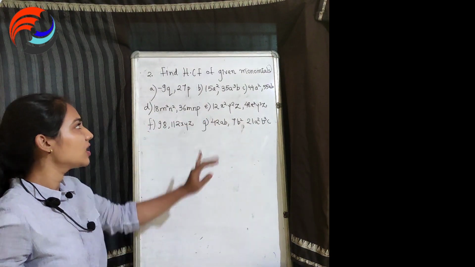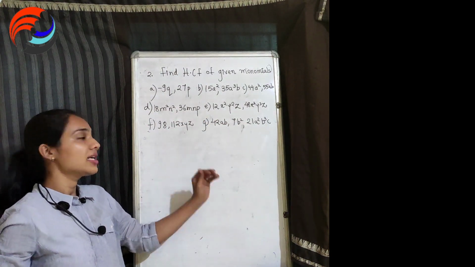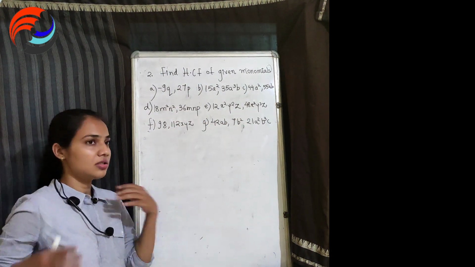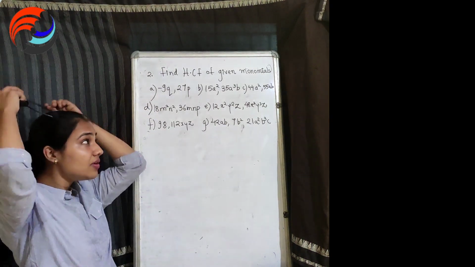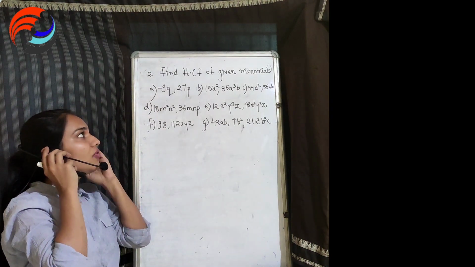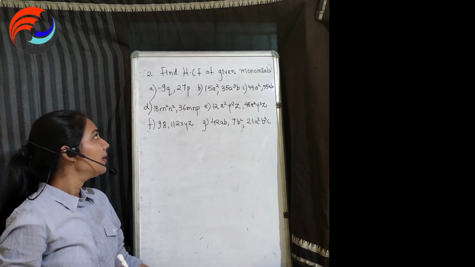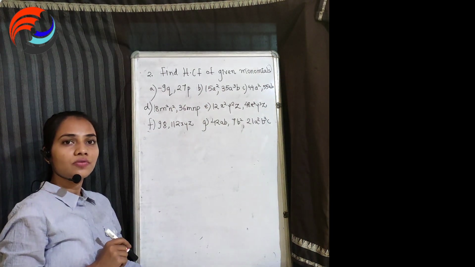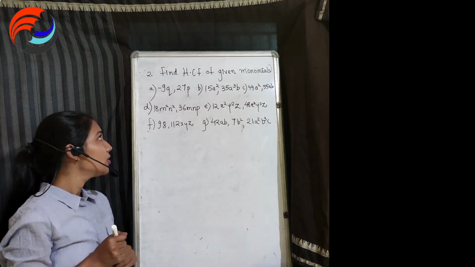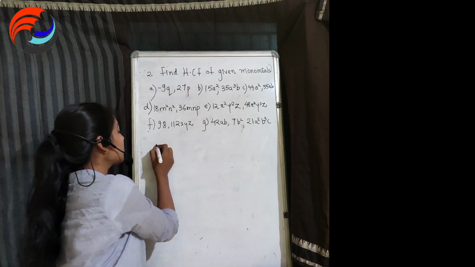The H.C.F of a given monomial. In Exercise 7.1, the second question they have given us, that we have to find the H.C.F of given monomials. It is the second question from Exercise 7.1. So we will go for the first question.